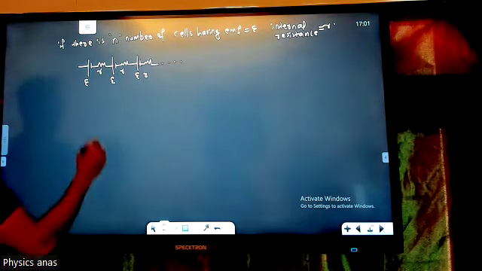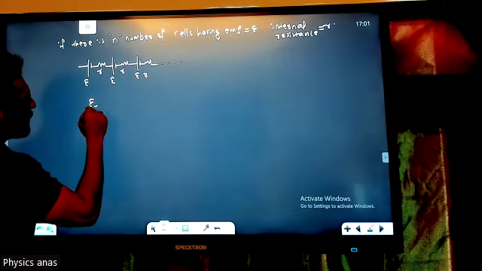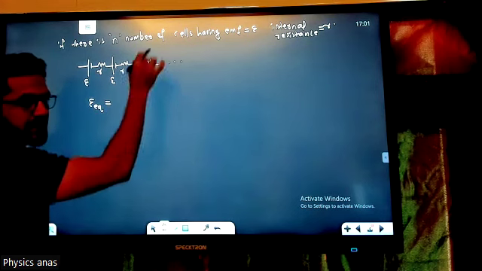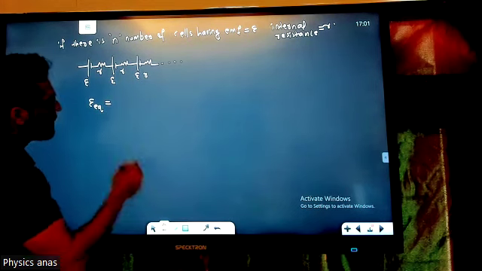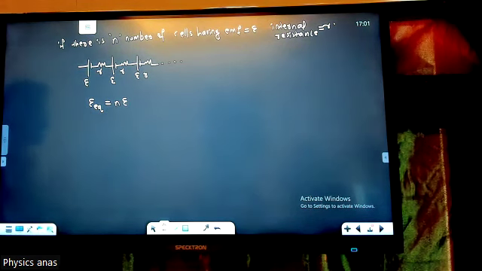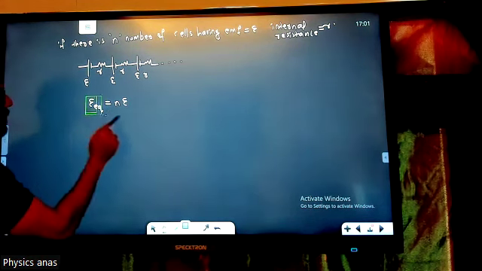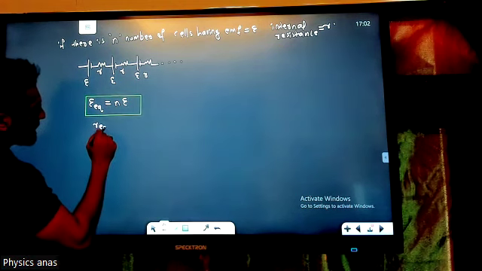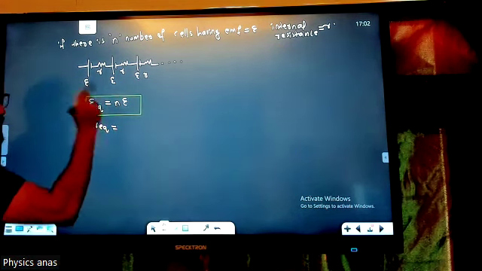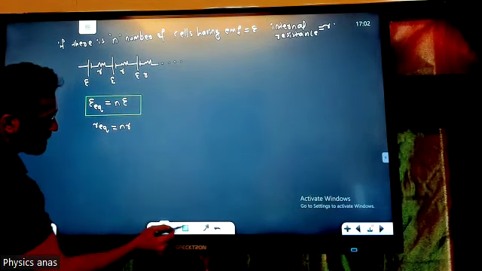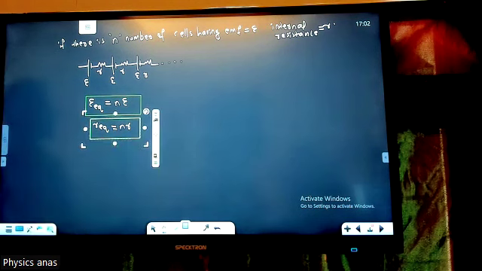Okay. So what will be the equivalent EMF? Equivalent EMF is E plus E plus E up to N, that is N times E. Right? Equivalent EMF will be N times E. What will be the equivalent resistance? R plus R plus R plus R, that will be N times R. That's the equivalent resistance.